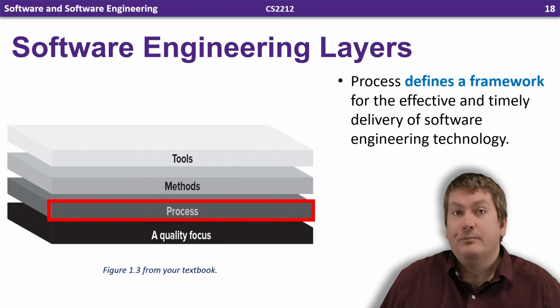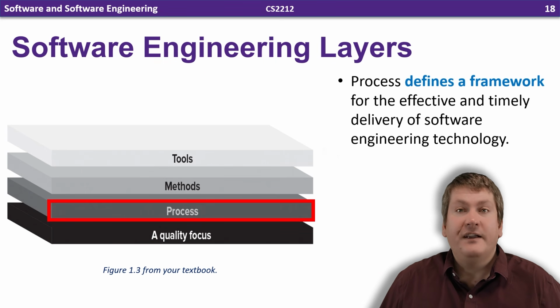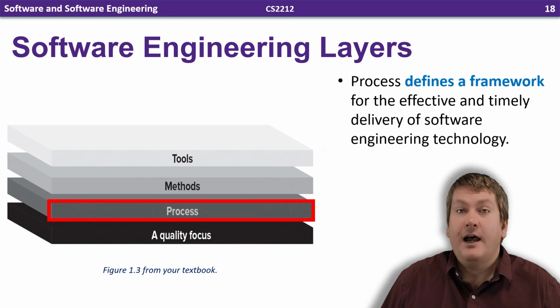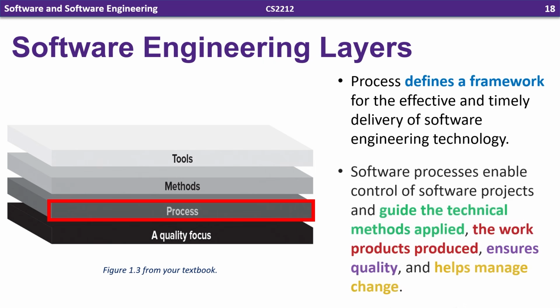One layer up is process. Process defines a framework for the effective and timely delivery of software. These processes guide the technical methods applied, the work products produced, ensure quality, and help manage change. In our next video, we'll be exploring process and the process framework in far more depth.